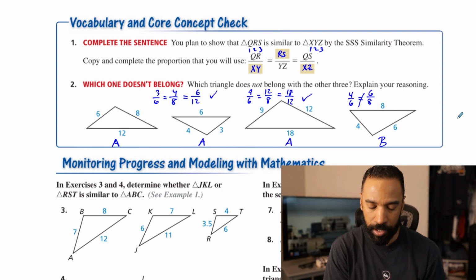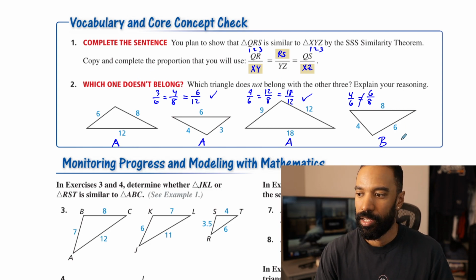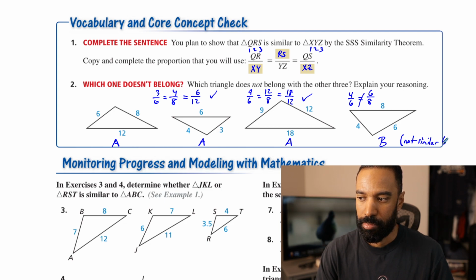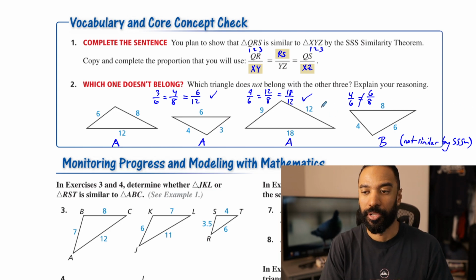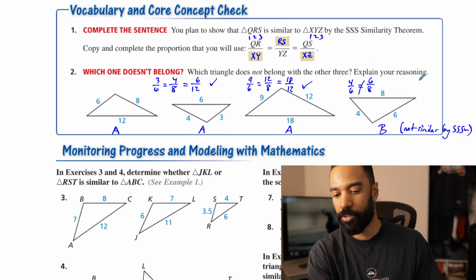It is not similar using side, side, side. Not similar by side, side, side. It's not that there's not enough information. It's that they're actually not similar. Okay, so those are the first two problems.